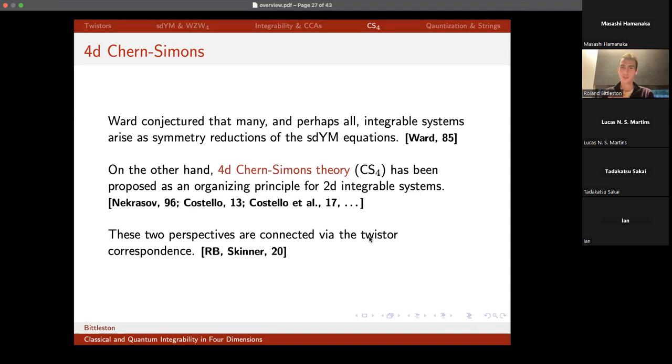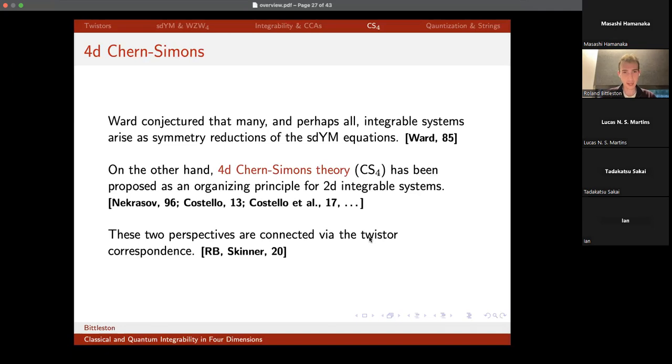Okay, right. So Ward showed that many integrable systems arise as symmetry reductions of the self-dual Yang-Mills equations, and he conjectured that perhaps all integrable systems are symmetry reductions of the self-dual Yang-Mills equations. I think now there are examples of integrable systems that are perhaps too high dimensional, or that people don't believe arise as symmetry reductions of the self-dual Yang-Mills equations. The KP equations are maybe the canonical example, but nonetheless many integrable systems do.